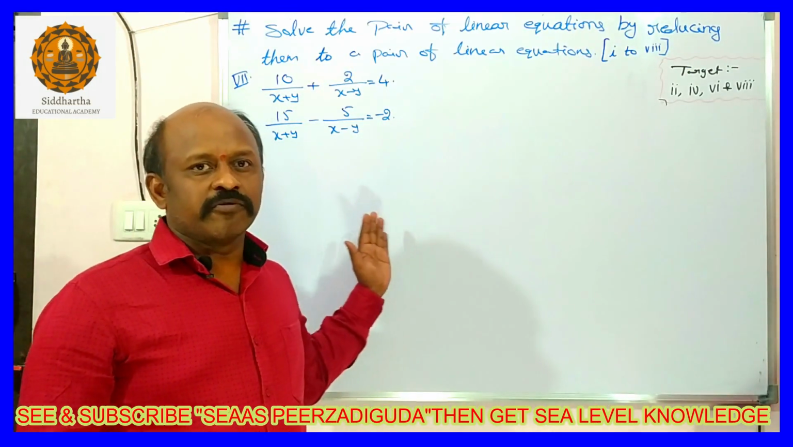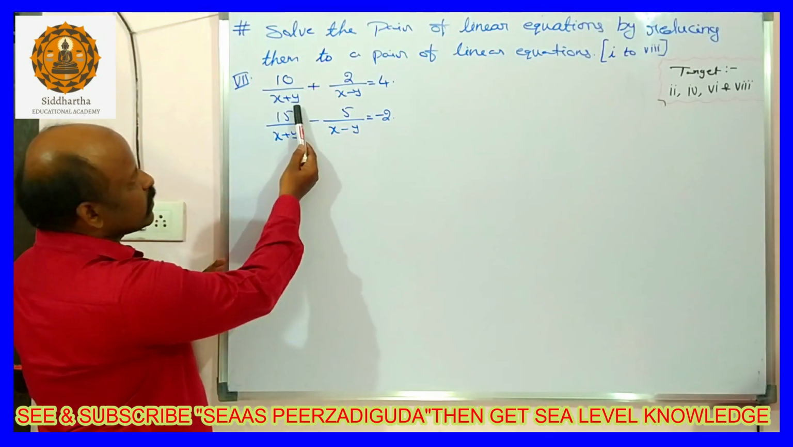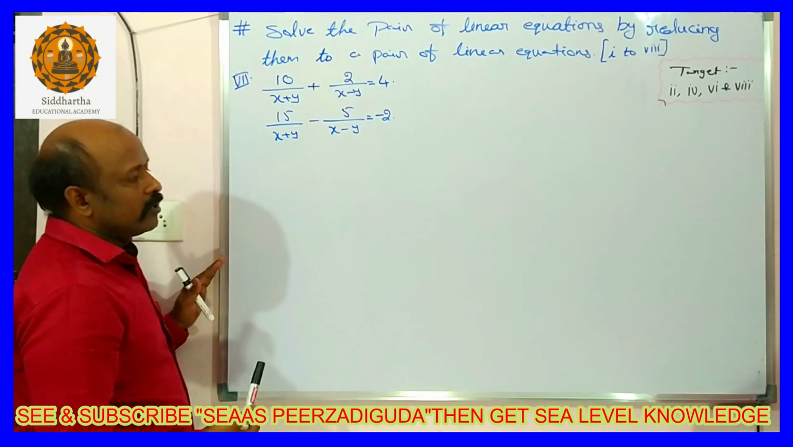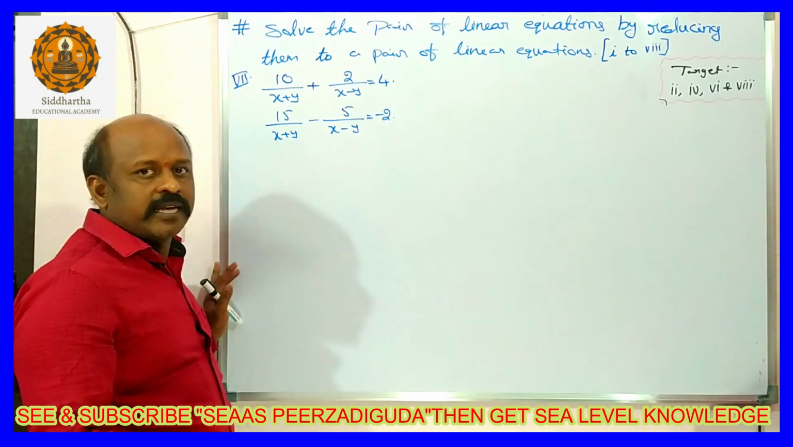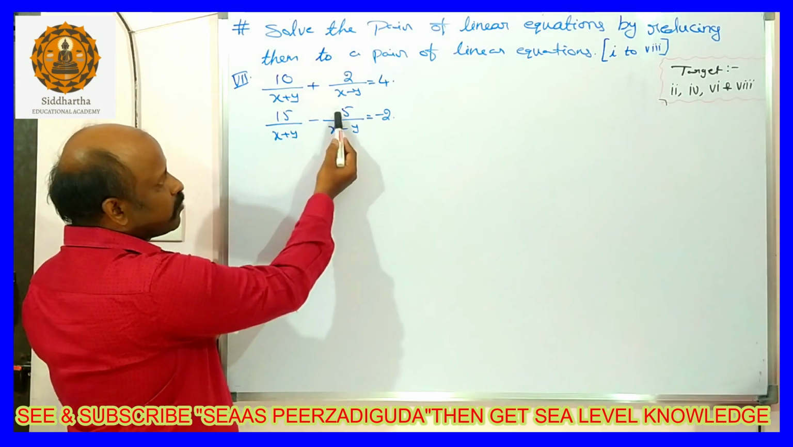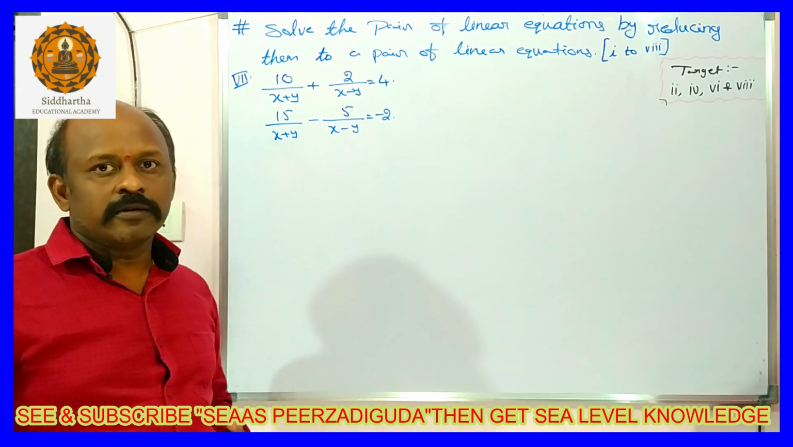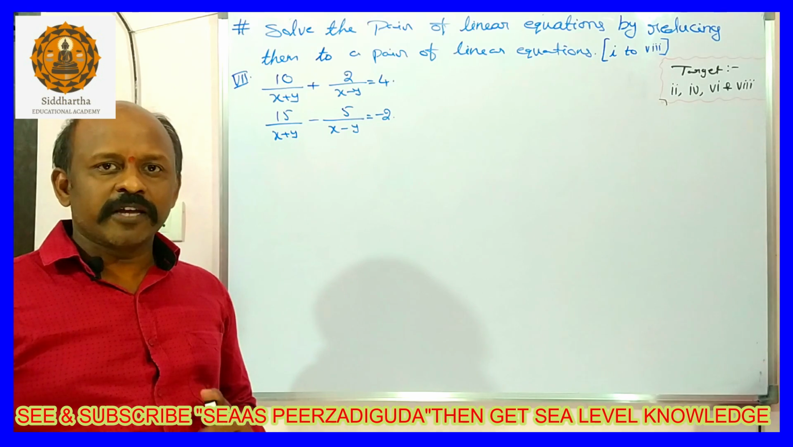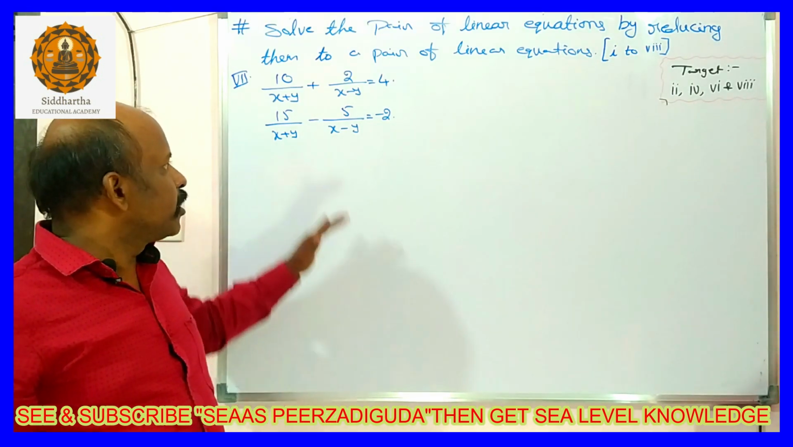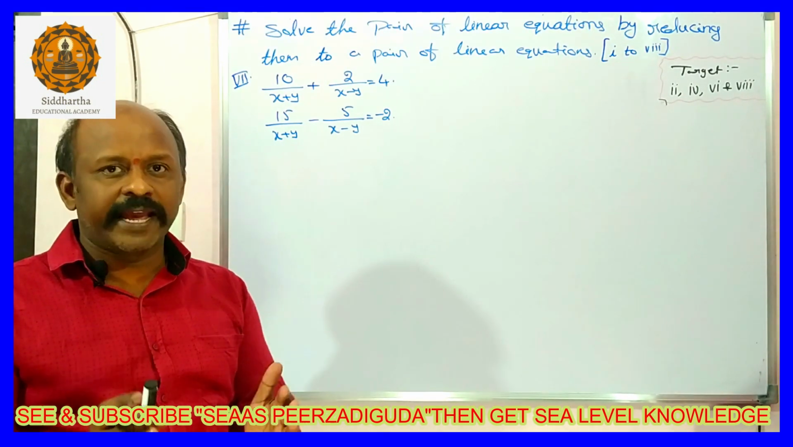Question number 7, once you observe on board. 10 by x plus y plus 2 by x minus y is equal to 4. That is one of the linear equations, and the other one is 15 by x plus y minus 5 by x minus y is equal to minus 2. These are a pair of linear equations. What we have to do? By reducing, we have to find the values of x and y.